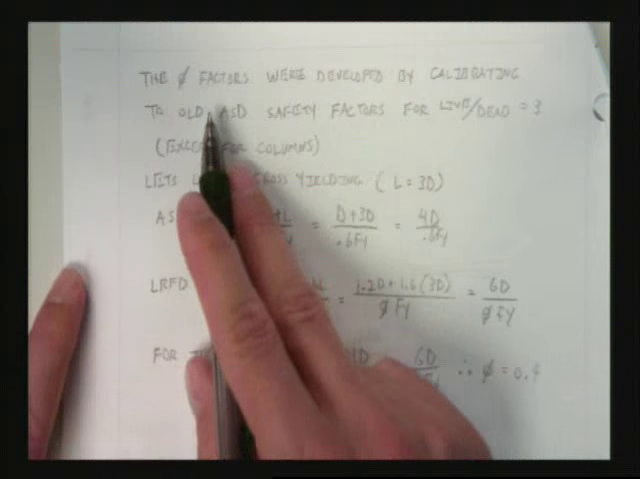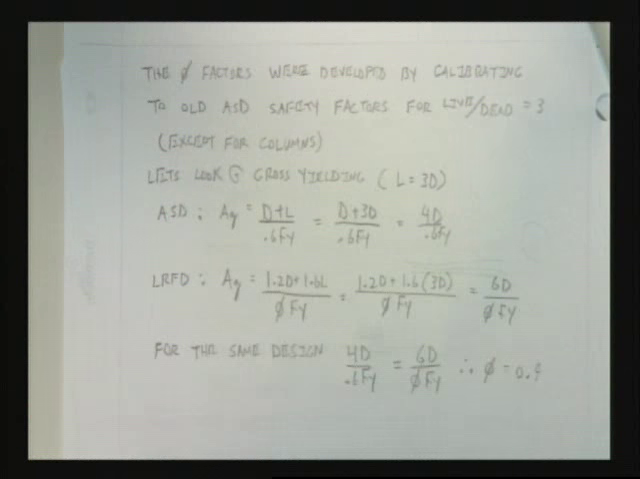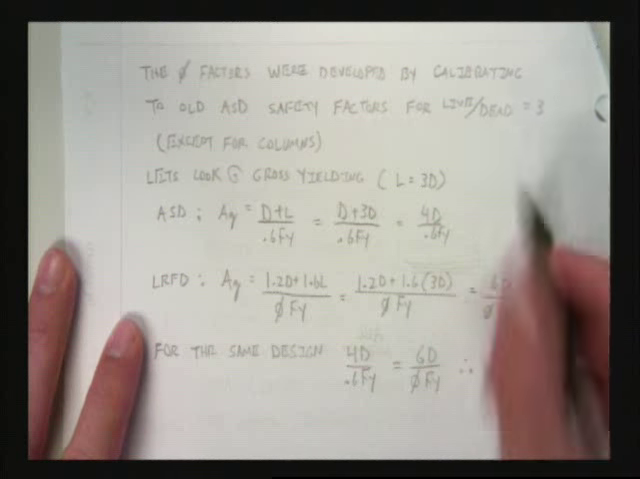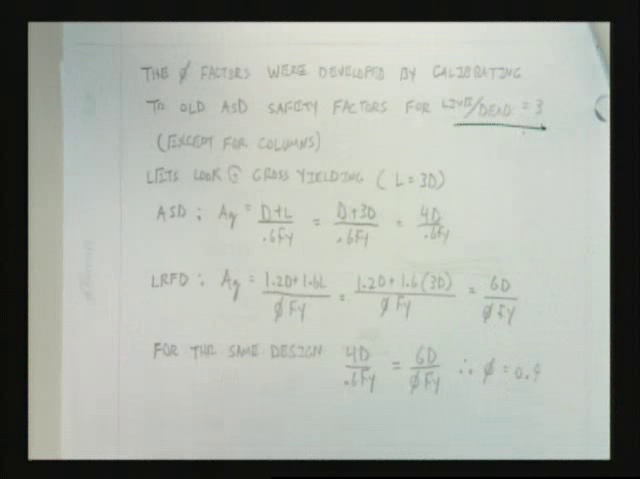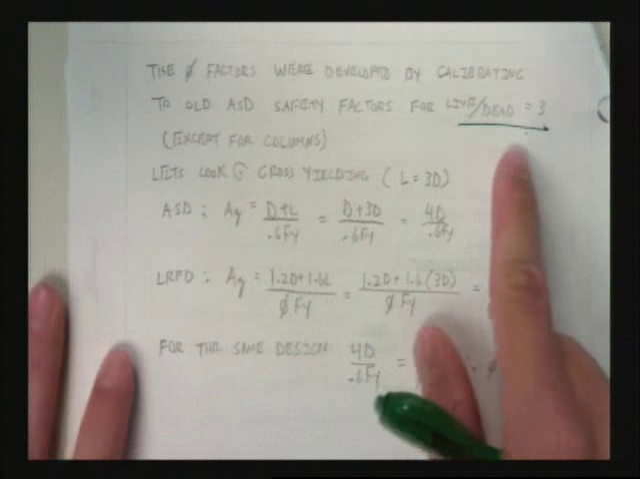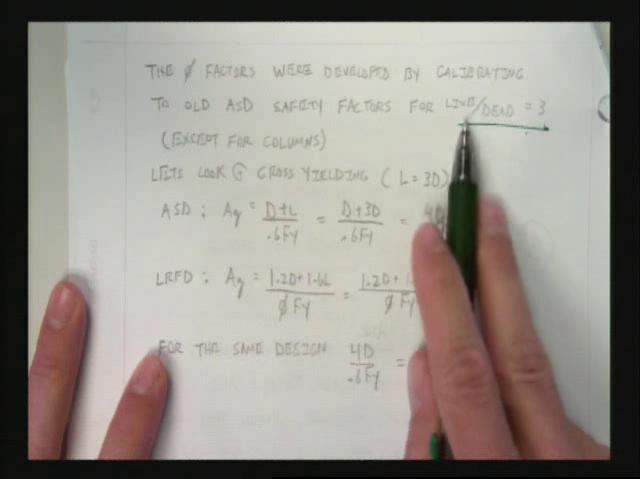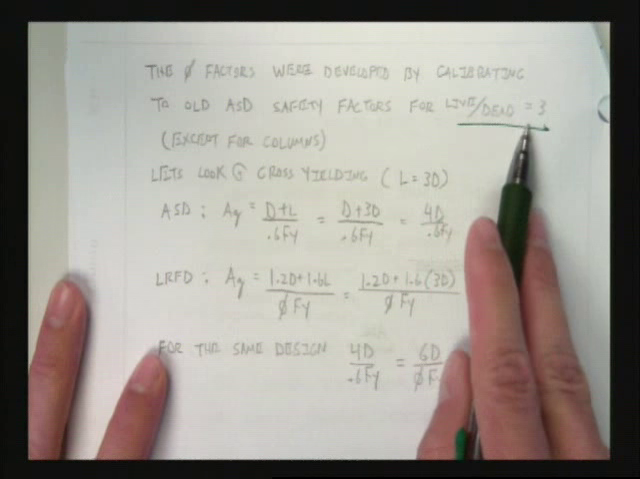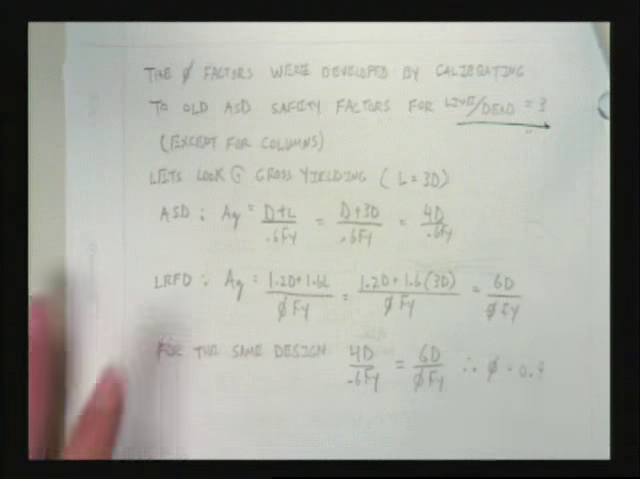Now, the phi factors were developed by calibrating to old allowable strength design safety factors for live to dead load ratio of three. Now, you will hear people talk about LRFD. You will hear people say it's a statistically based design, and you have these distribution factors. I'm not saying those things are wrong, but I am telling you from the people that I had classes from that wrote the code, this is what they did. They wanted the safety factors for the live load to dead load ratio of 3 to be the same. They let them vary from that.